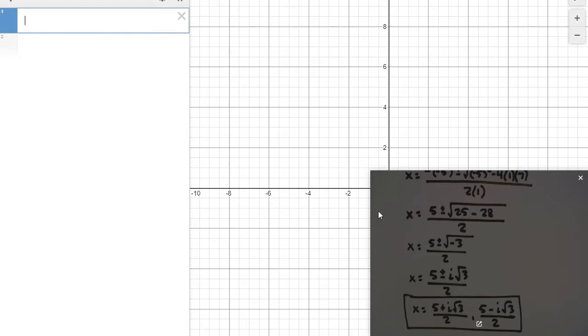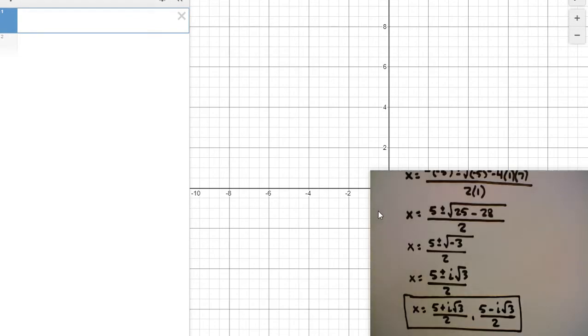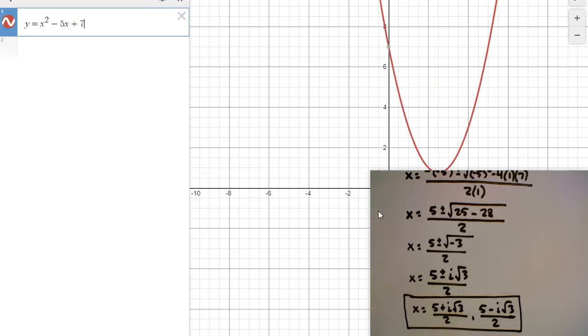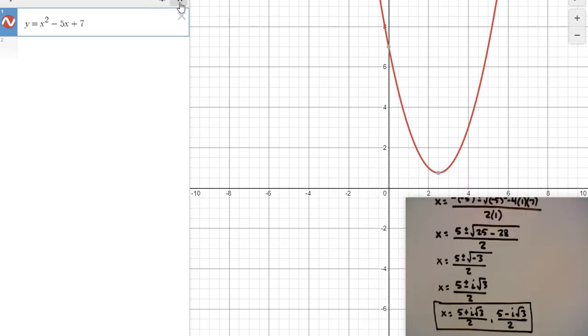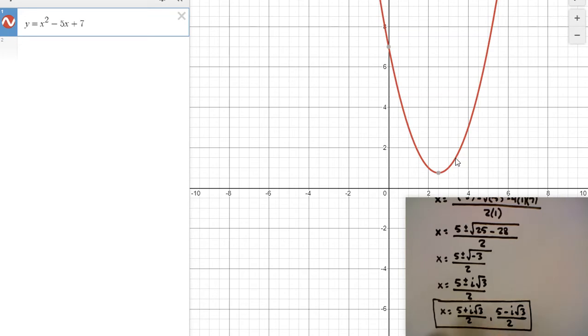So as I'm in Desmos here, I'm going to go ahead and type in my equation, y equals x squared minus 5x plus 7. Let me shrink my screen down here a little bit. And we can see that this parabola, what are the x-intercepts? Well, this parabola doesn't have any x-intercepts. They don't exist. So that's what it means to have imaginary x-intercepts or imaginary solutions to a quadratic. It means that there are no real x-intercepts.